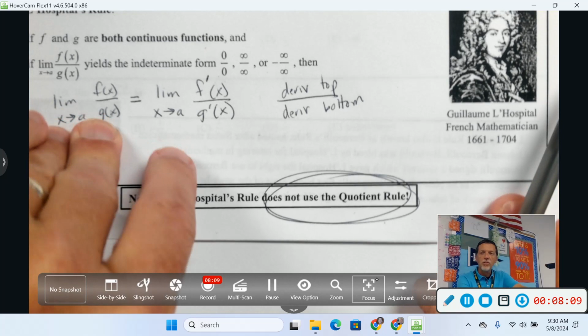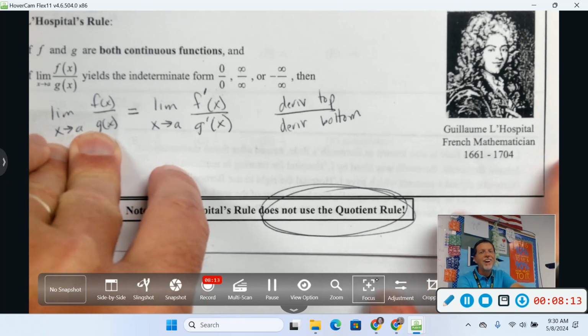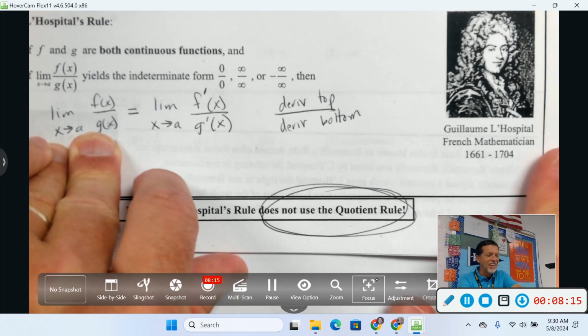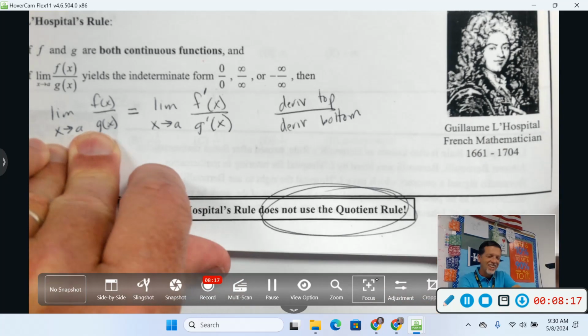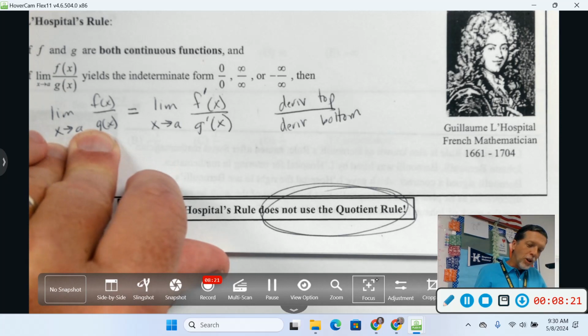And there's a picture of this derivative. I don't know if he's related to hospitals or not. That's a good question. Somebody should Google that. Guillaume L'Hopital.